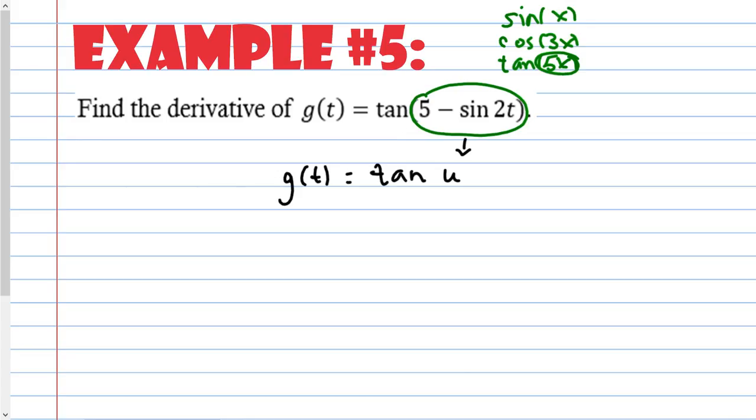So u is 5 minus sine 2t. Oh look, this is another composite function. Therefore, this is also a double chain rule. It's still simple to do. So du is the derivative of u. So the derivative of 5 is 0. And then minus, so the negative sine 2t part, I'm going to actually derive that. So let's see, the negative, it stays there. Now sine, what's the derivative of sine? It's cosine.